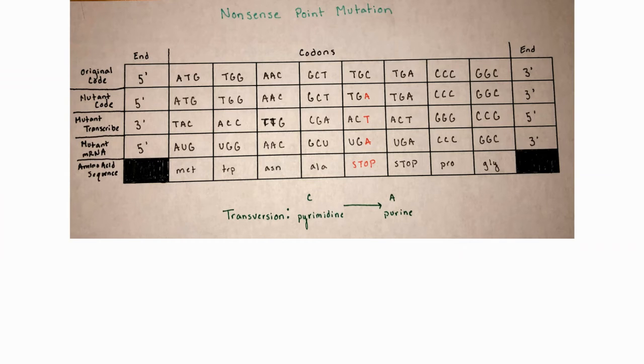A nonsense point mutation occurs when the change in base in the DNA coding strand causes one of the amino acids in the sequence to become a stop codon, stopping the sequence prematurely. In this example, the base C, which is a pyrimidine, is changed to a base A, a purine, in a transversion mutation. The changes are shown in red.